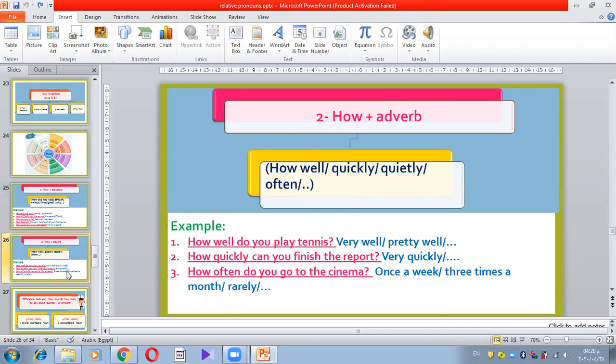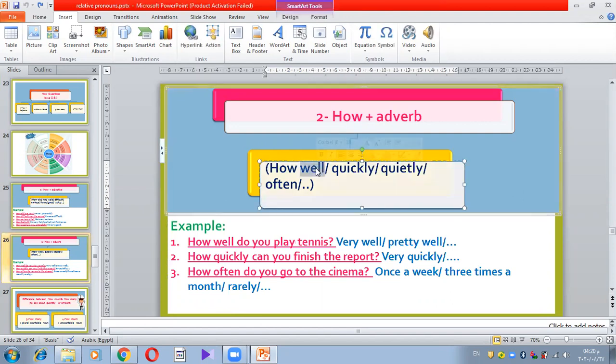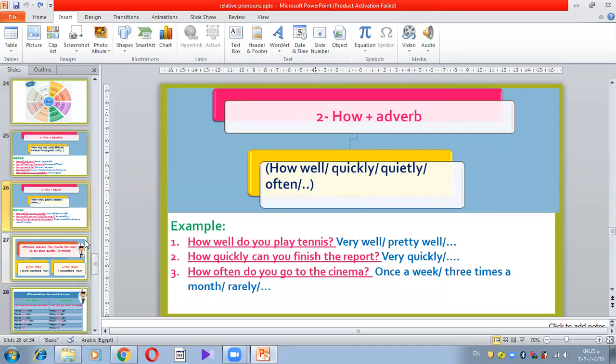As an example for adverbs, how plus adverb: how well, how quickly, how quietly, how often, as we said before. How well do you play tennis? Very well, pretty well. How quickly can you finish the report? Very quickly. How often do you go to the cinema? Once or three times a month? Rarely, or whatever, as we said before. It's just like a revision of what we said before.